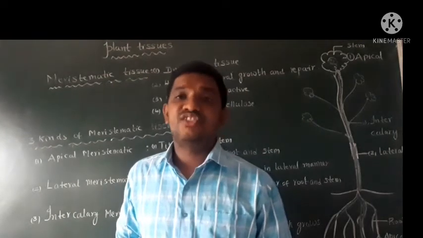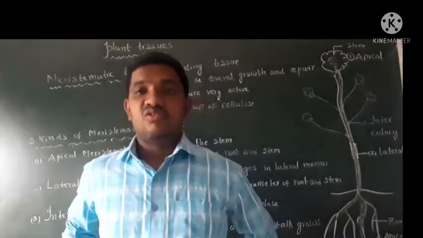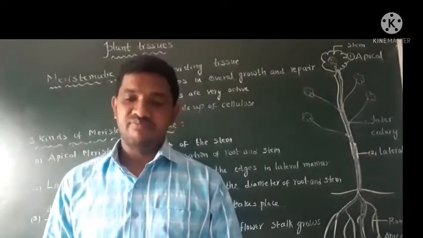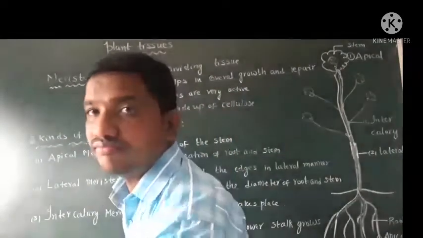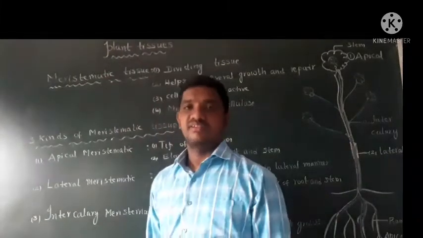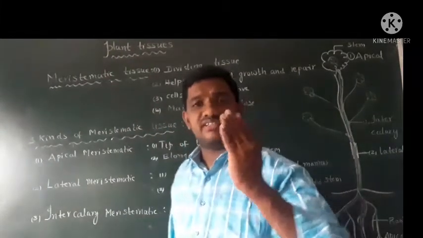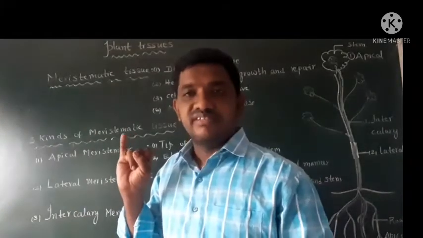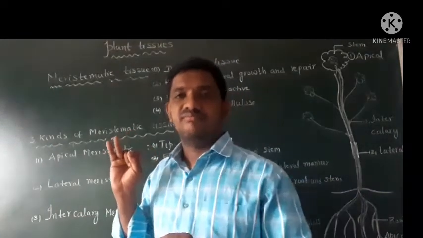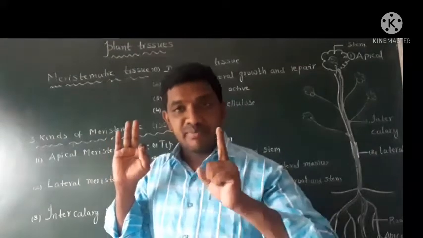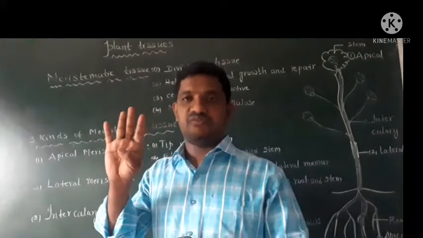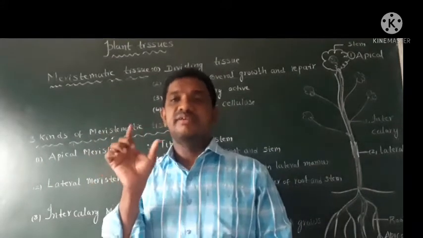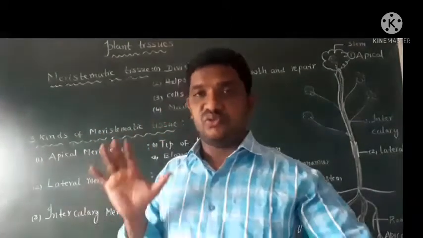Next, a small concept: what is meristematic tissue? What are the kinds of meristematic tissue? That is the topic now. There are four kinds of plant tissues. First one is meristematic tissue, second one is ground tissue, third one is dermal tissue, fourth one is vascular tissue. In that, the first tissue name is meristematic tissue.